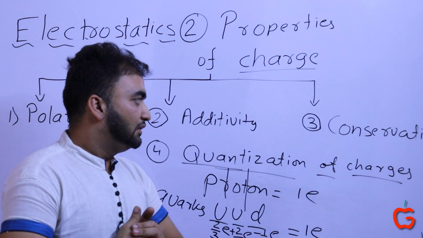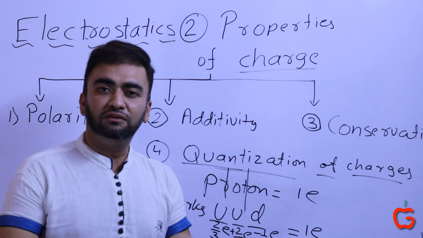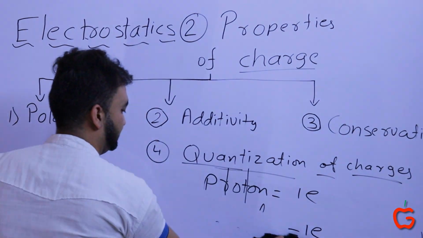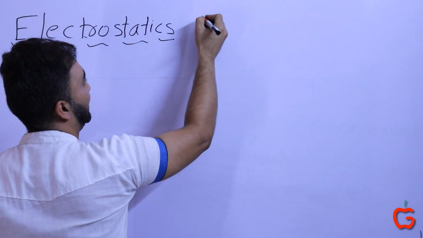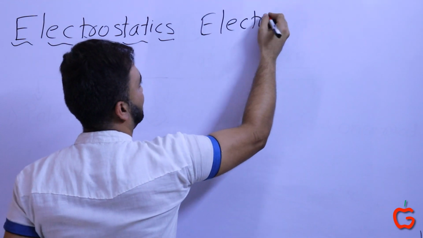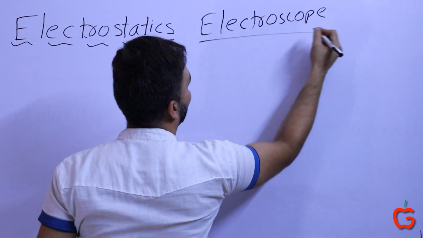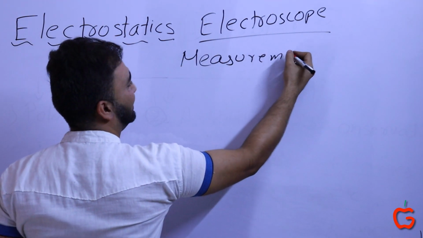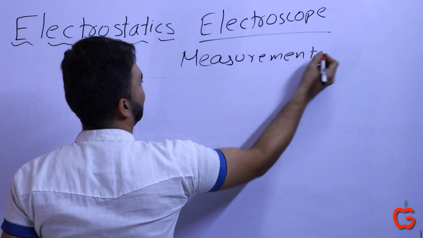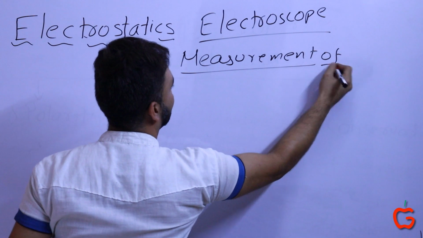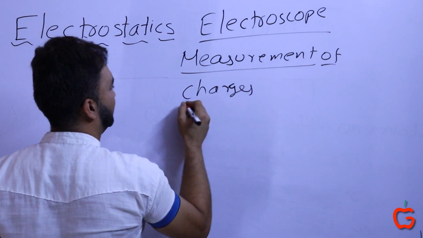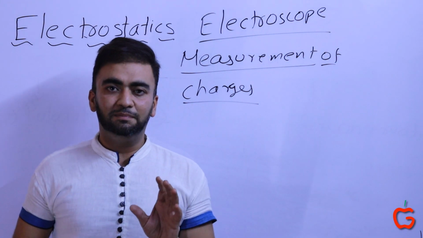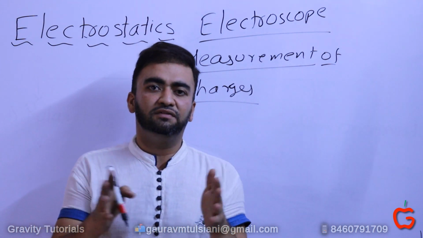So now we are moving to our last topic, measurement of charge. How are charges measured? The measurement of charges is called electroscopy. The instruments are called electroscopes. Obviously, electro for charges and scope meaning the range. So electroscopes are the instruments used to measure charges. They work on the principle of repulsion of charges. Most of them work on the principle of repulsion of charges.